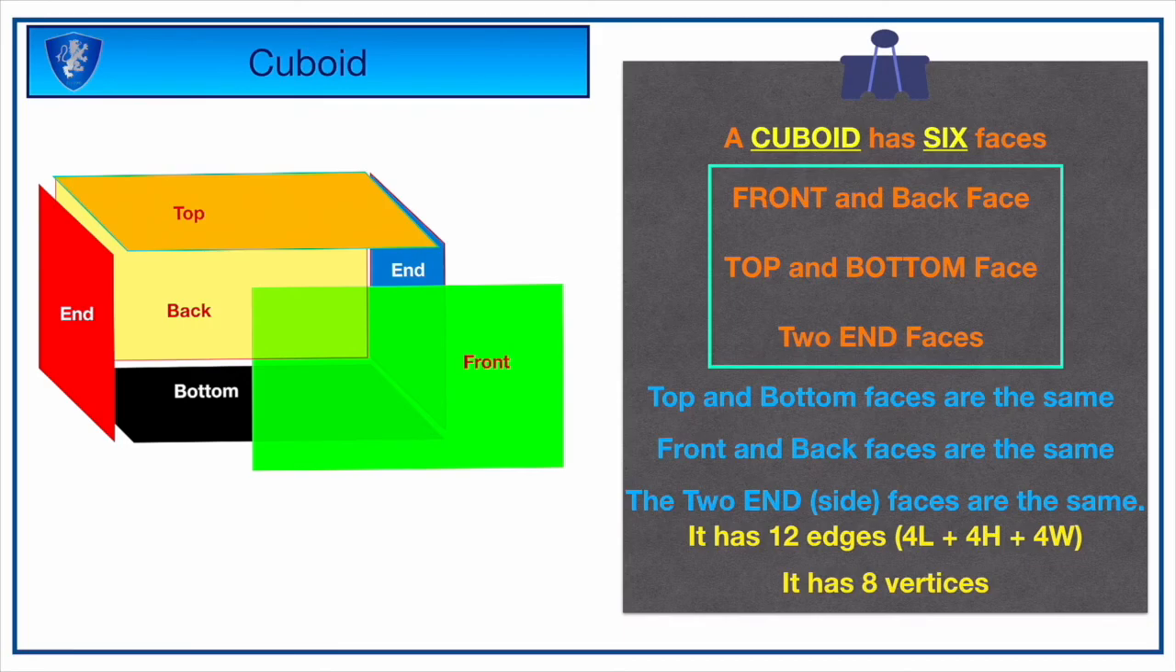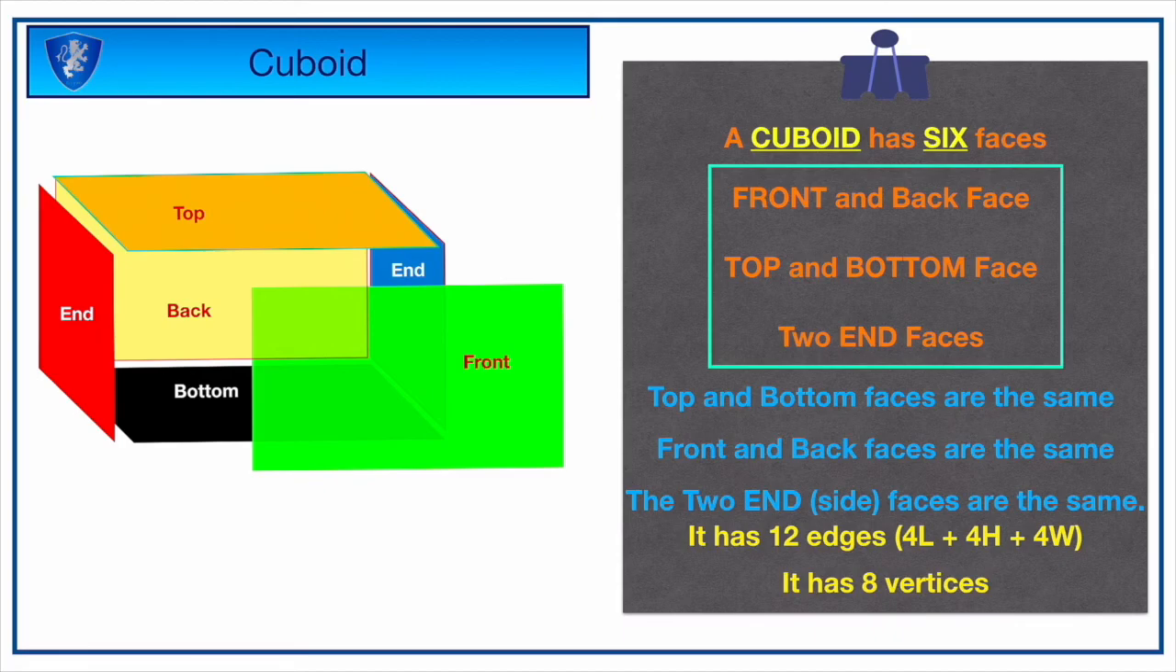So what we're saying here is the top and bottom faces are the same, as you can see, and the front and back faces are also the same, and the two end faces are the same. Now, the other thing you need to understand is that it has 12 edges, 4 lengths, 4 heights, and 4 widths, and it also has 8 vertices. The vertices are these corners, as you can see, and there are 8 of them.